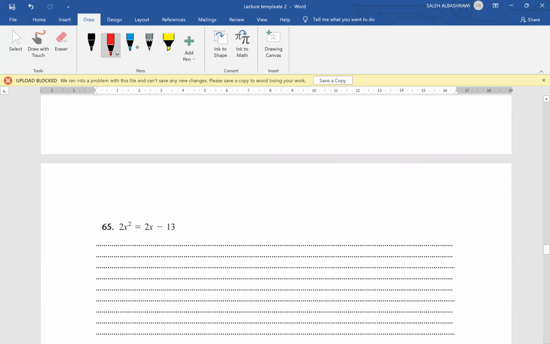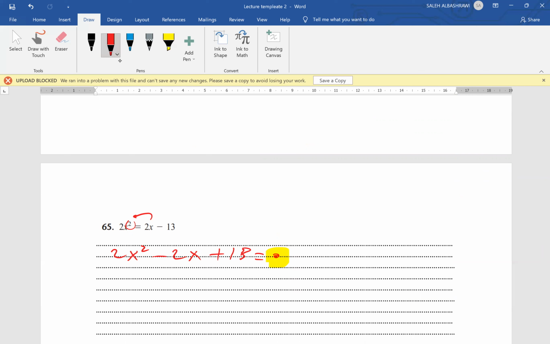I have this equation: 2x squared equals x minus 13. Again, this is a quadratic equation, x to the power 2, but it is not in the standard form. To use the quadratic formula, we have to write the equation in the standard form, which is 2x squared. Move this to the left-hand side, it will be minus x plus 13 equal to 0. This must be 0.